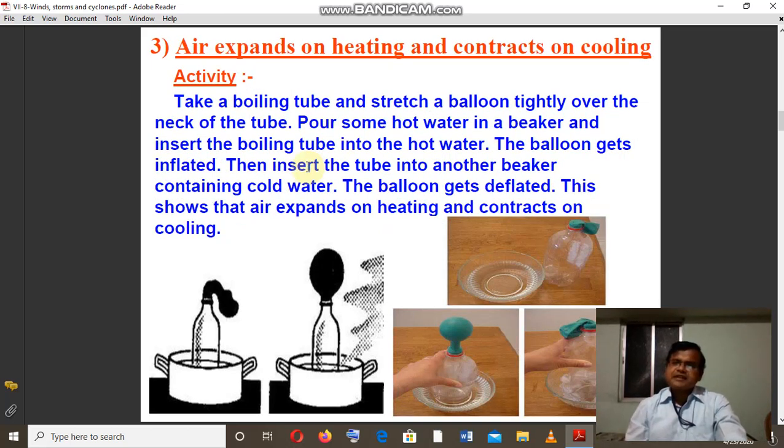Air expands on heating and contracts on cooling. For this, we can take another activity. Take a boiling tube and stretch a balloon tightly over the neck of the tube. Pour some hot water in a beaker and insert the boiling tube into the hot water. The balloon gets inflated. Then insert the tube into another beaker containing cold water. What will you observe? The balloon gets deflated. This shows that air expands on heating and contracts on cooling.